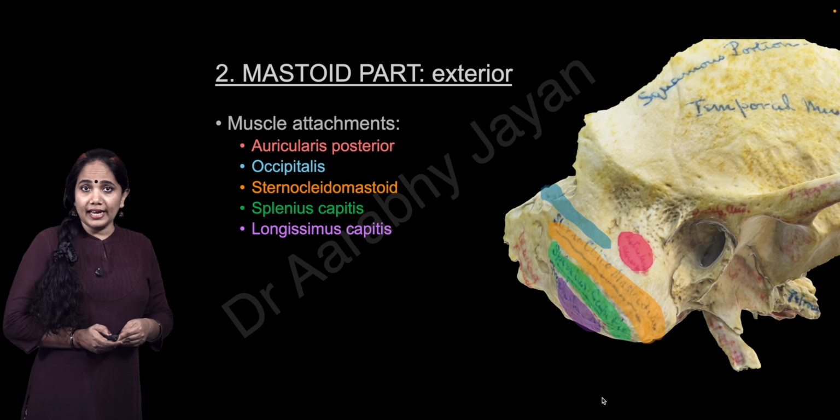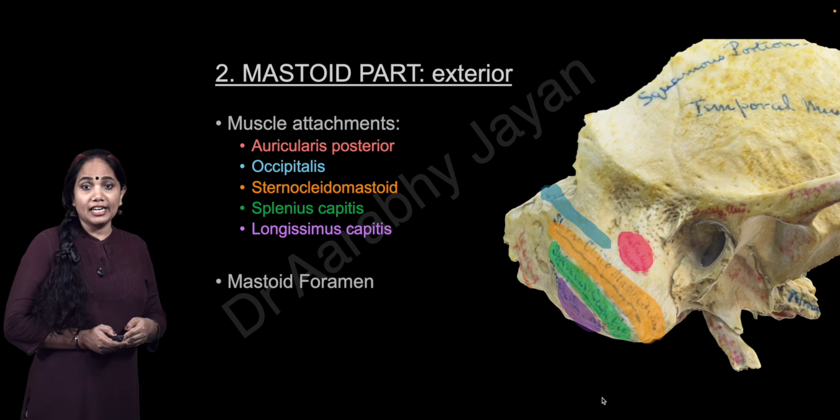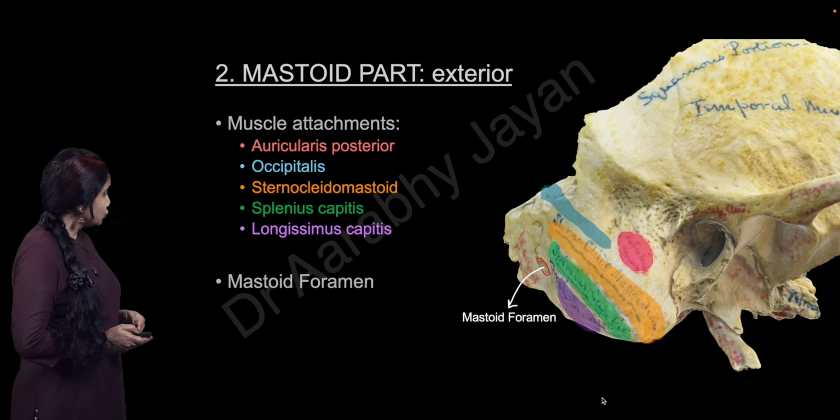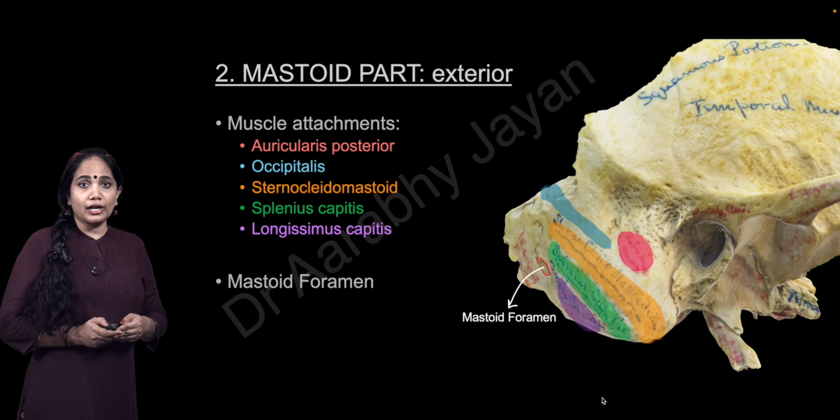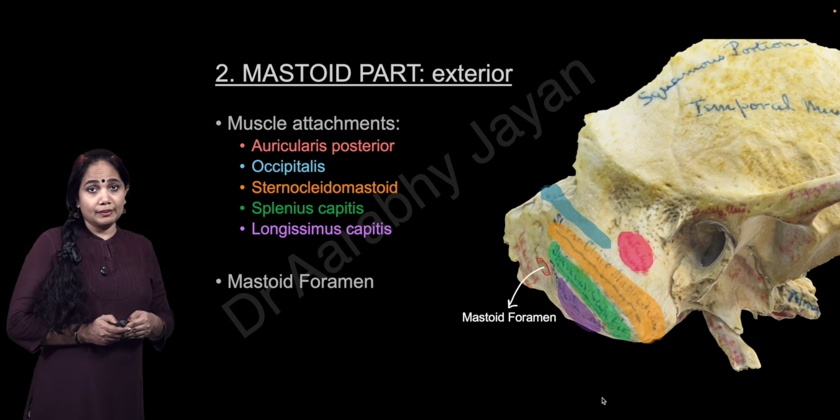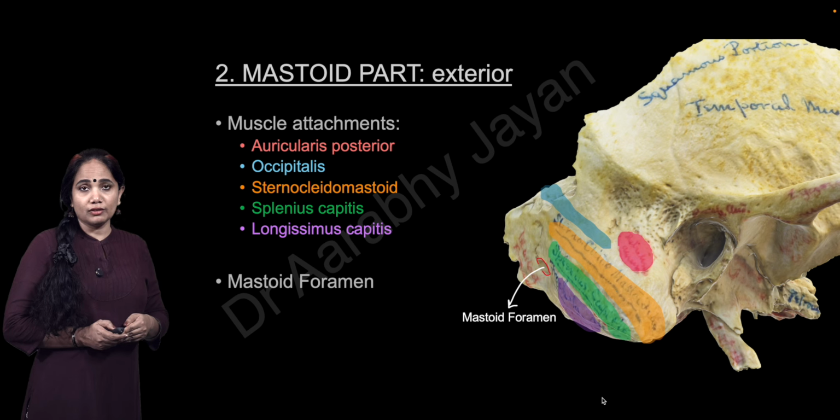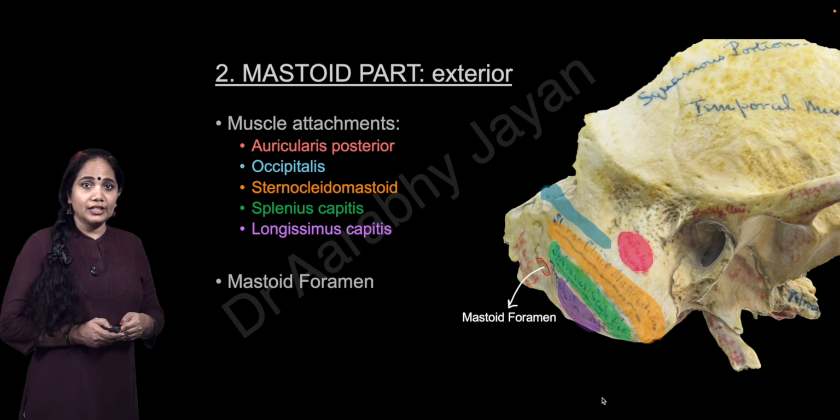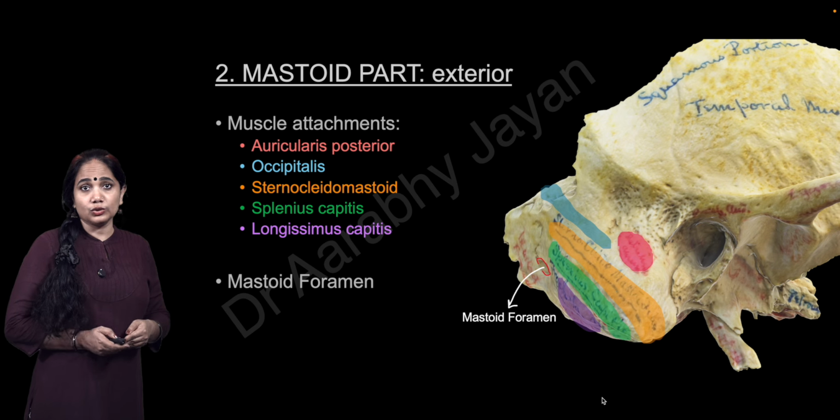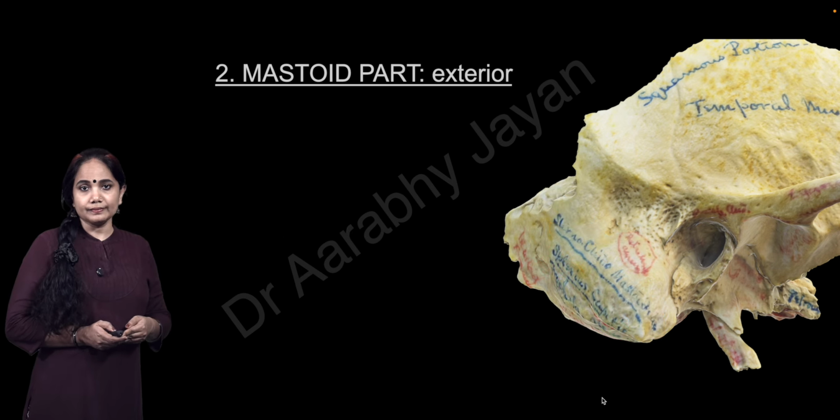The other important landmark of the mastoid process on its exterior is the mastoid foramen, which is located in this part, close to the posterior occipital margin. This foramen transmits an emissary vein and a meningeal branch of the occipital artery. The emissary vein actually drains the sigmoid sinus to a vein of the posterior auricular plexus.